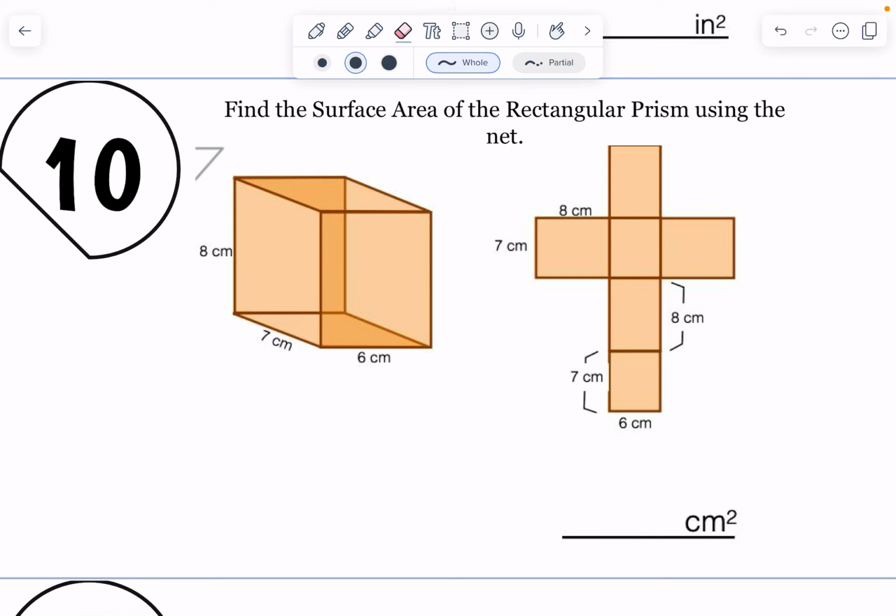Hi, seventh graders. Today we're going to talk about surface area of rectangular prisms and triangular prisms.